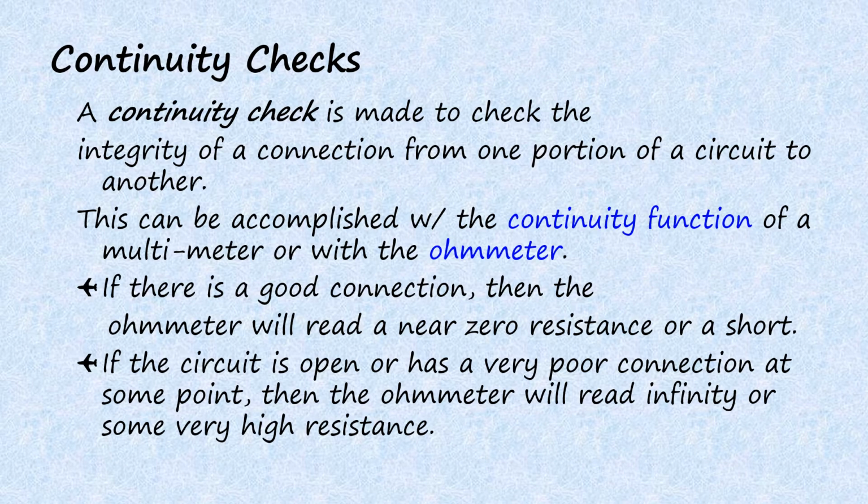A continuity check is made to check the integrity of a connection from one portion of a circuit to another. This can be accomplished with the continuity function of a multimeter or with the ohm meter. If there is a good connection, then the ohm meter will read a zero or near zero resistance, or a short. If the circuit is open or has a very poor connection at some point, then the ohm meter will read infinity or some very high resistance.